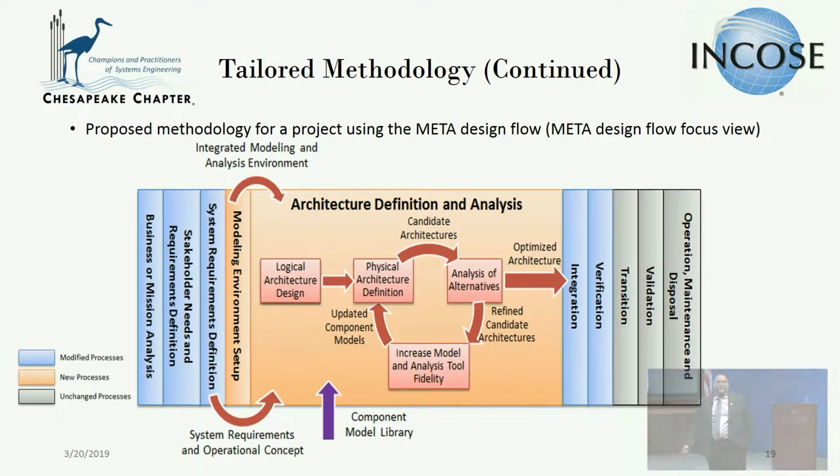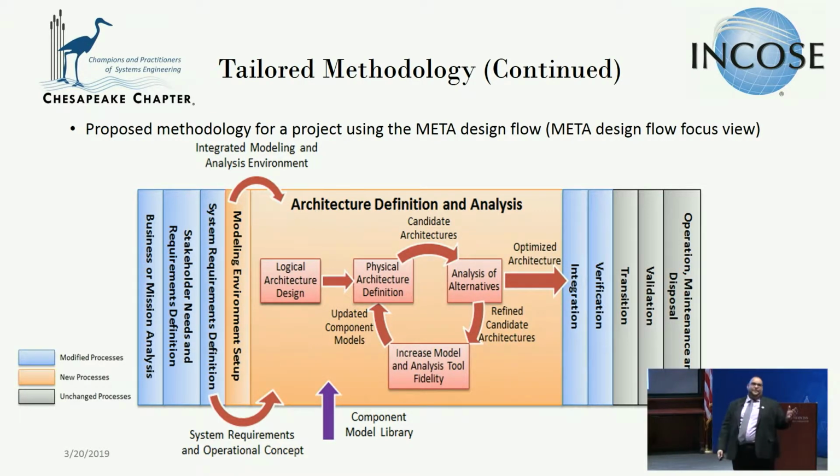This is another view, a different view that goes into a little bit more detail in terms of what the actual meta design flow is, which is captured within the process called architecture definition and analysis. So if you recall, those 4 processes that I talked about, they're right there. Logical architecture design, spend a lot of time there, get that right, and then just iterate through defining the physical architecture. You get your analysis of alternatives, and you refine your analysis and go over and over. Eventually, you will get your architecture that's already optimized, and flesh that out and start integration, start buying your components.